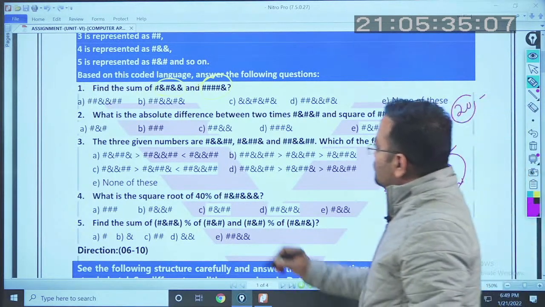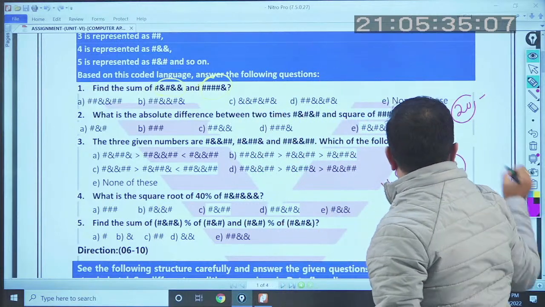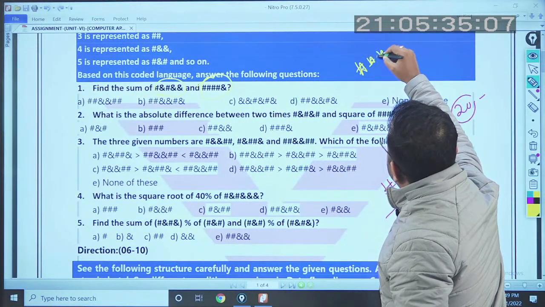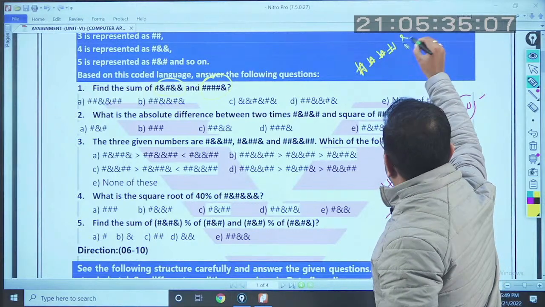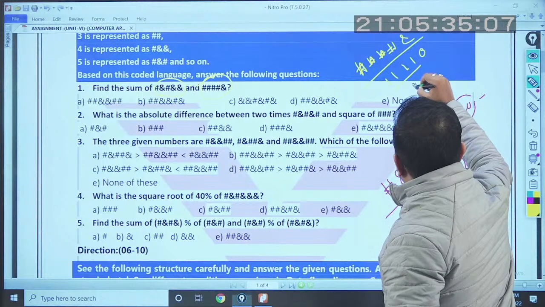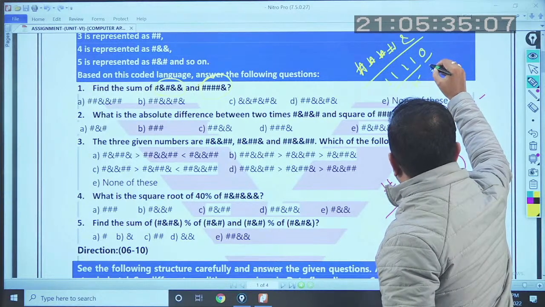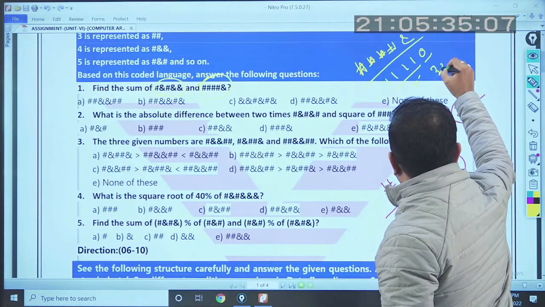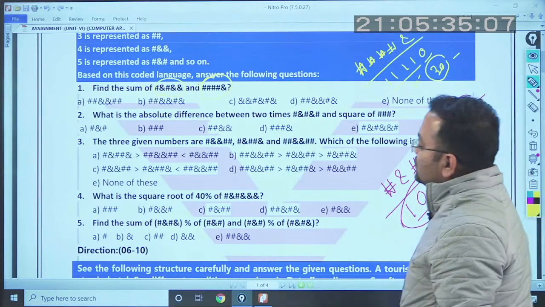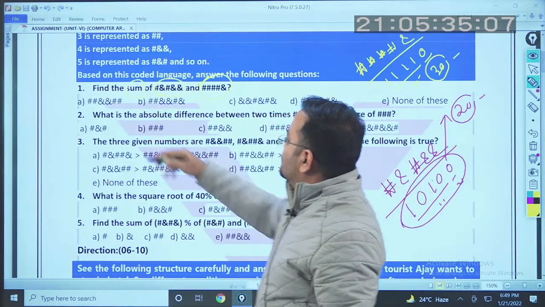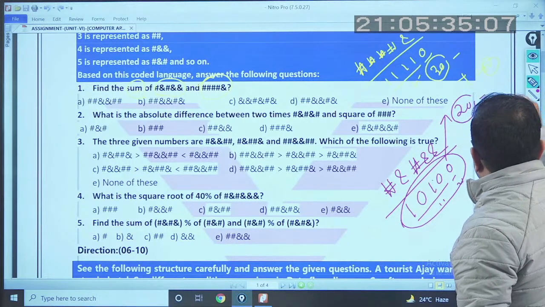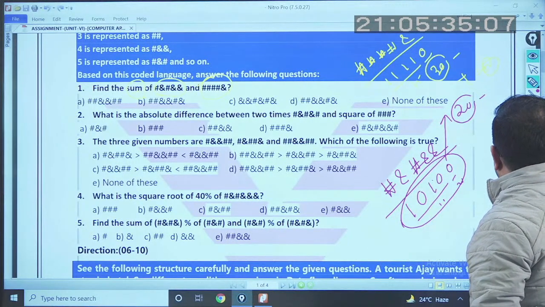Then what is the second number? The second one has hash, hash, hash, hash and the AND symbol. This is nothing but 11110. So 1111 is 15, and another 0 makes it 15 into 2, that means 30. So the first number is 20, the second number is 30. The question is, what is the sum? The sum is 30 plus 20, which will be 50. If the result is 50, then what is its binary value?